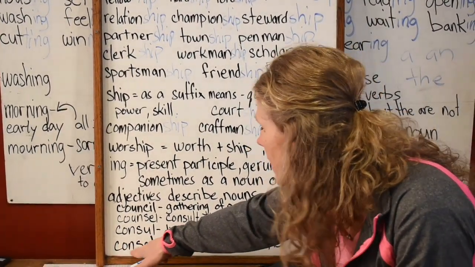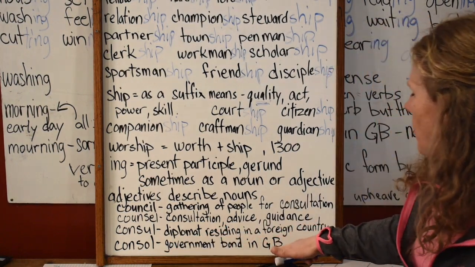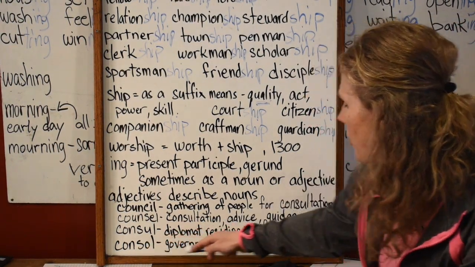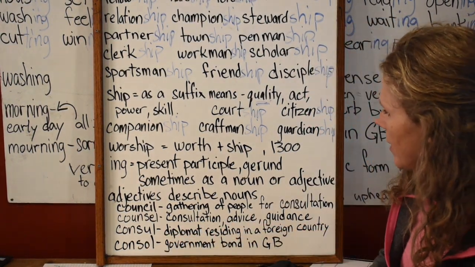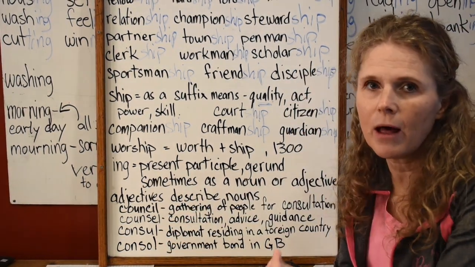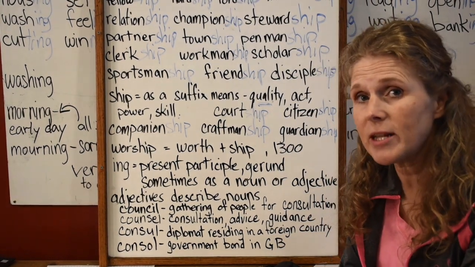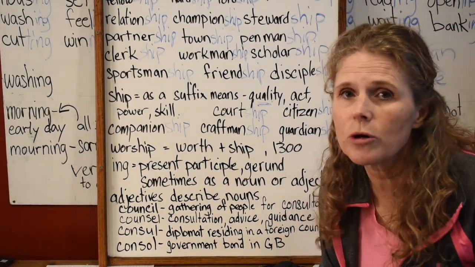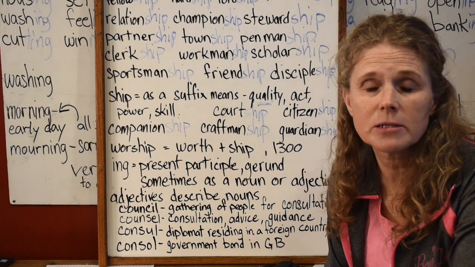This is consul or council. This is a government bond in Great Britain. And we brought that one up already. Okay? But I just wanted to put them all together right here. The AL, that's how we use our suffix, but not every word with the AL will be a suffix.